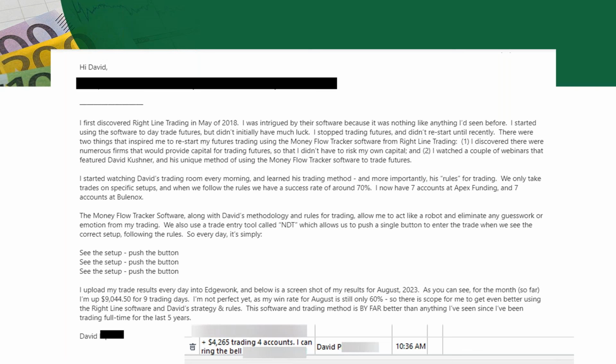Then he goes on to saying the money flow tracker software, along with David's methodology and rules for trading, allow me to act like a robot and eliminate any guesswork or emotions from my trading. We also use the NDT, which I just showed you, which allows us a single push button to enter trades when we see the correct setup, following the rules. He looks at it every day as simple. See the setup, push the button. Now he took it and he made it super simple for himself. If he has a setup, he pushes the button. If he doesn't have a setup, he doesn't push the button.